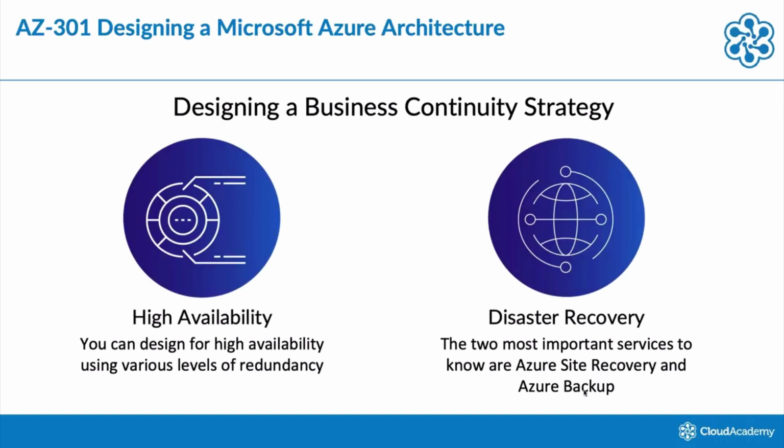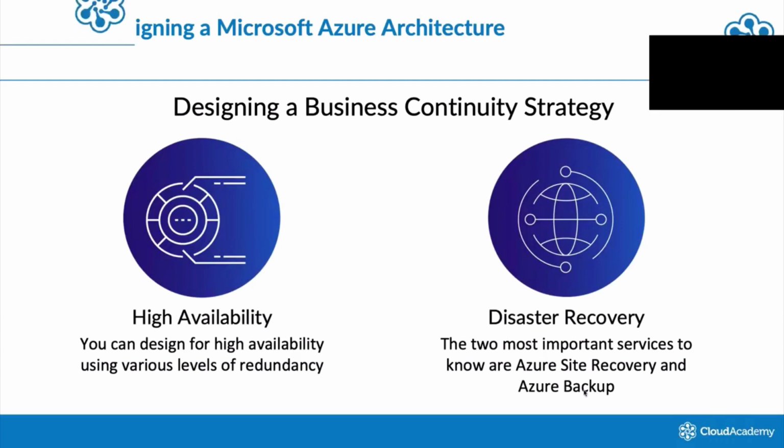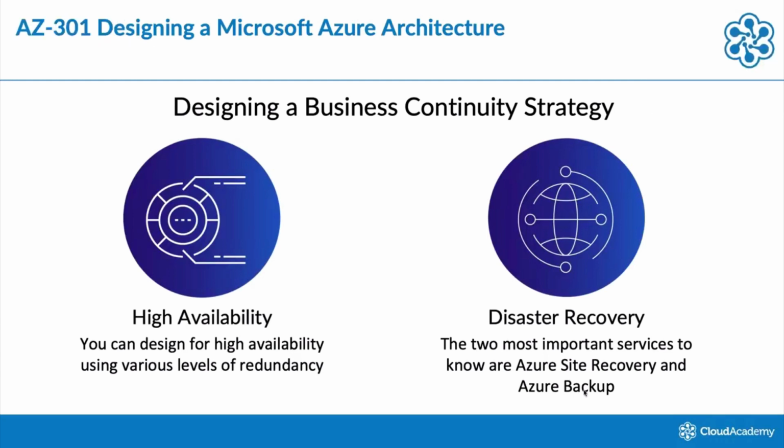All right, designing a business continuity strategy. So the two most important concepts here are high availability and disaster recovery. As I'm sure you know, high availability is when your services keep running despite failures. So you can design for high availability using various levels of redundancy, such as on Azure, putting multiple VMs in different availability zones. But that's by no means the only way of providing high availability. This is a pretty big topic, and there are lots of different ways to provide redundancy.